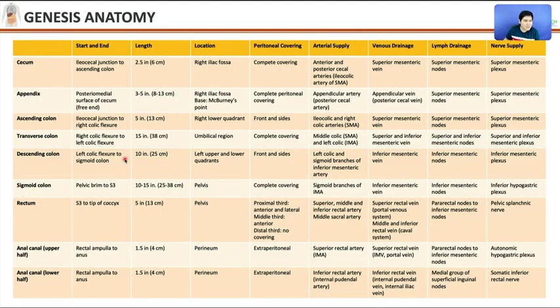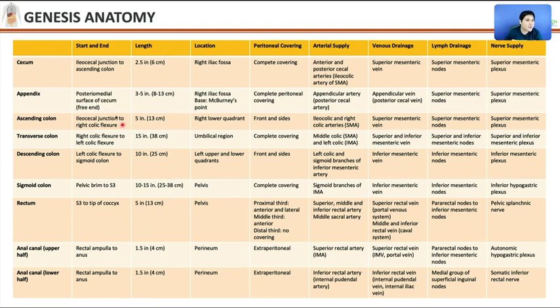Okay, now let's go over this table. This table has the complete details about your intestines or GIT, starting from your cecum all the way down to the lower half of your anal canal. Again, we'll not discuss everything. We'll highlight the important parts. The lengths we already discussed before, so we will not discuss them at this moment.